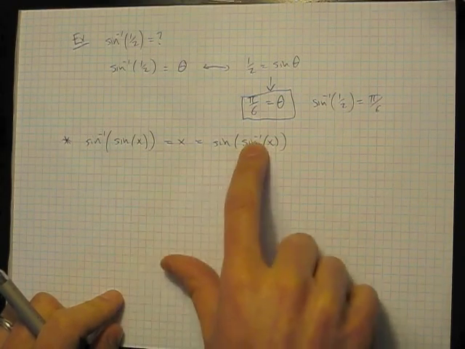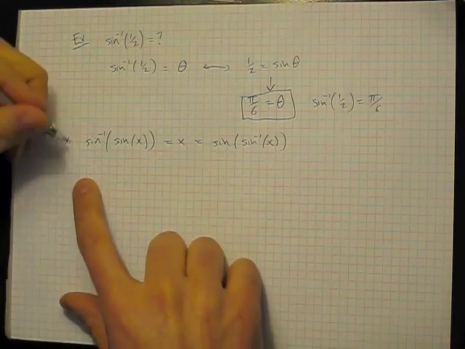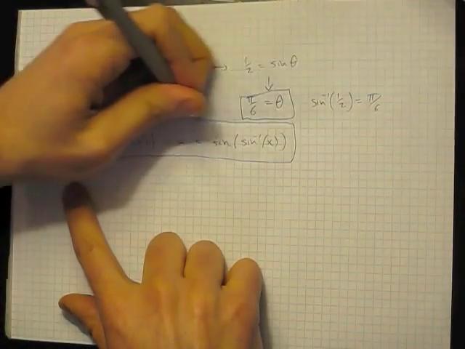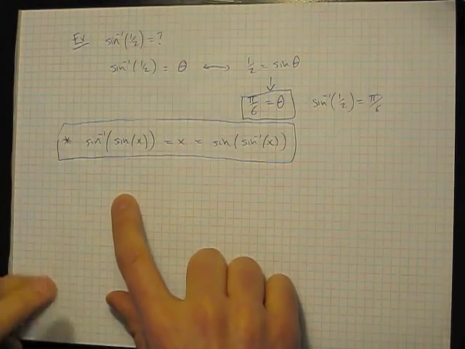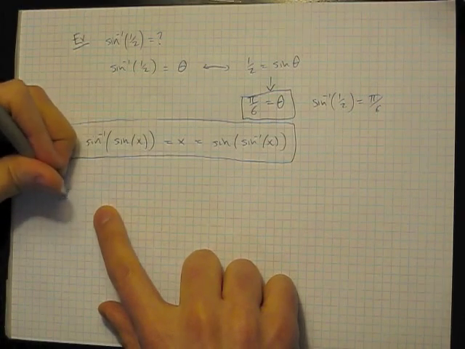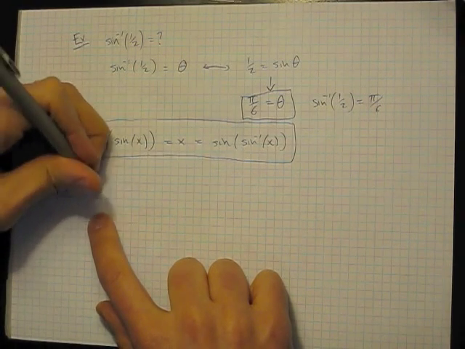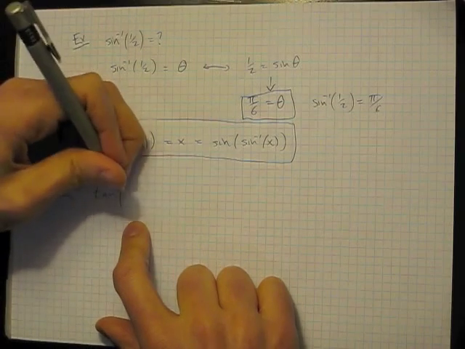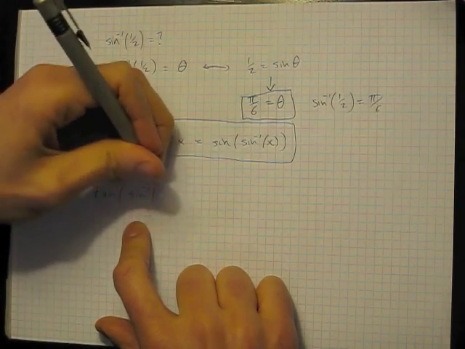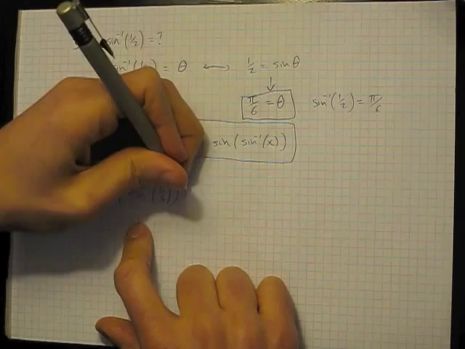So they undo each other in both ways. They're inverse functions to each other. This is the key relationship about inverse functions. Okay, so let's do an example here where we simplify the tangent of sine inverse of a third.